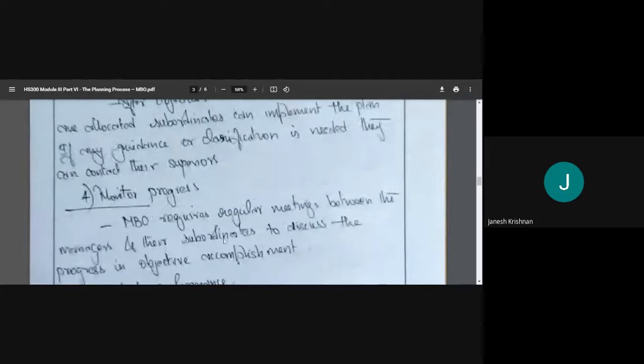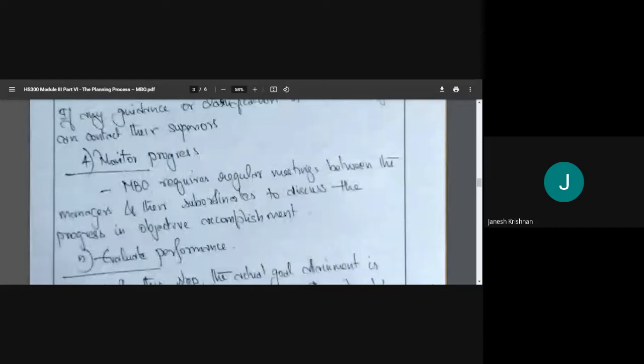It's very important. You need to always monitor the progress. So in order to monitor the progress, MBO requires regular meetings between the manager and the subordinate to discuss the progress in objective accomplishment. So they call up a meeting, maybe daily, maybe every two days, or like that.